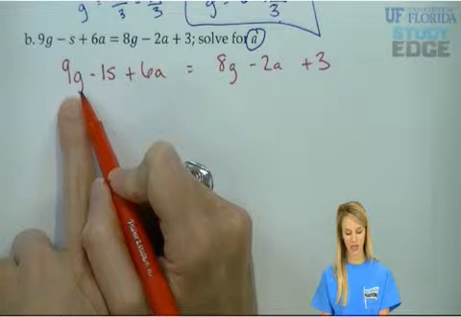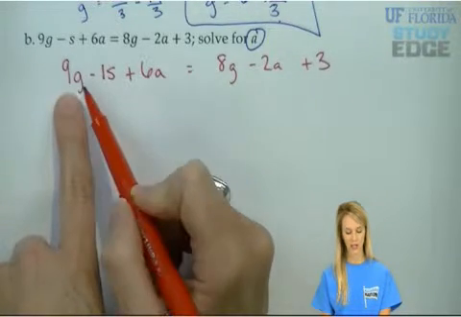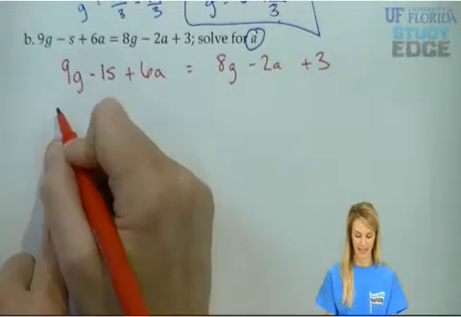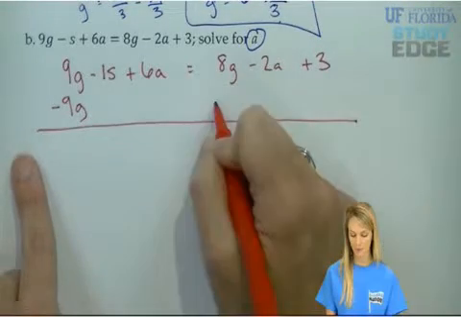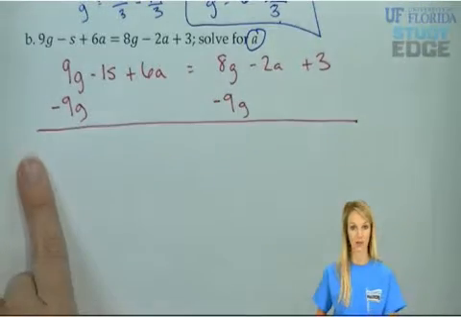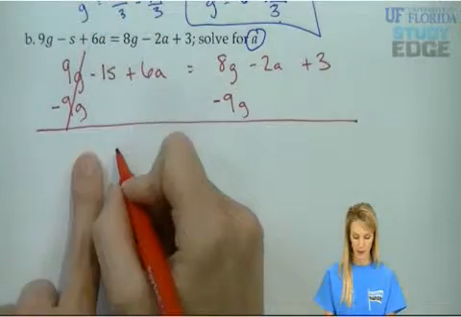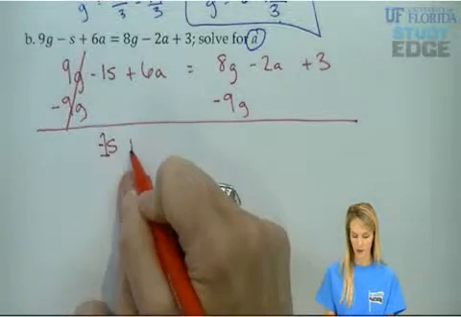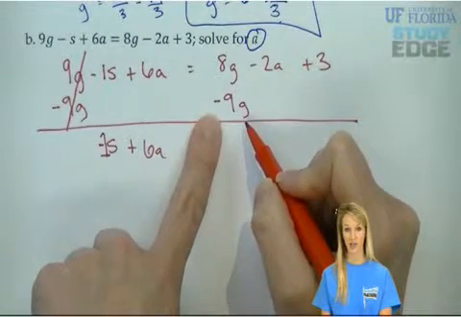So 9G, is that a positive 9 or a negative 9? It's positive. So 9G is being added to the side of the equation. How do I get rid of something being added? I take the inverse, I subtract. I'm going to take a minus 9G. Whatever I do to one side, I've got to do to the other side of my equation. Let's see what that gives me. 9G minus 9G cancels out. My negative S comes down. And remember, I can put a 1 there if I want to. Plus 6A is equal to 8G minus 9G.